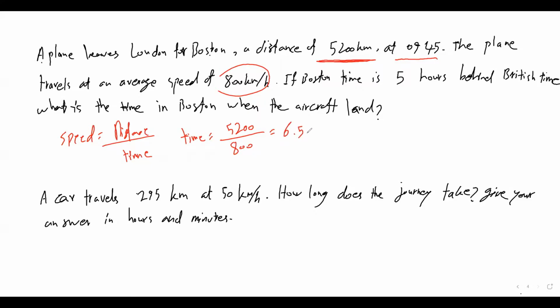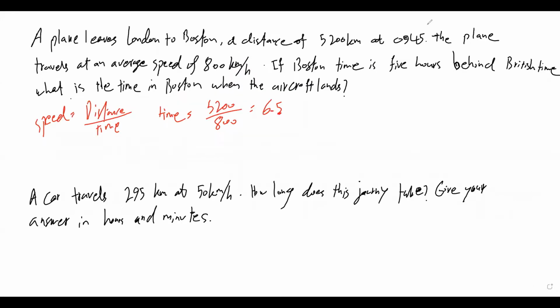Now, this is not 6 hours 50 minutes, guys. This is where some students make mistakes. This is not equivalent to 6 hours 50 minutes. If you convert that into hours and minutes, you would get 6 hours and 30 minutes, right? Which we're gonna add eventually to the time of departure from London.